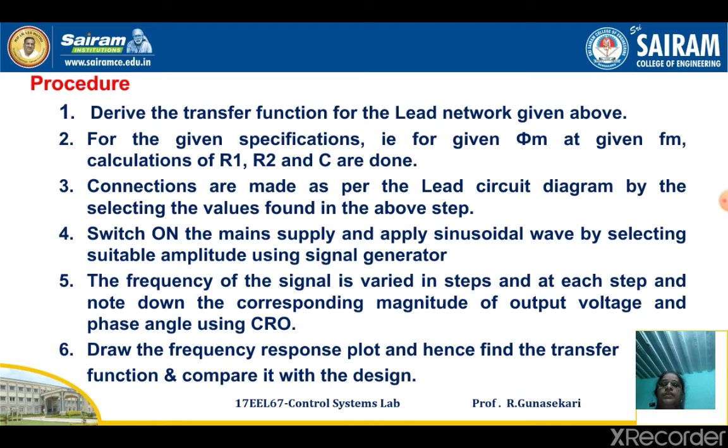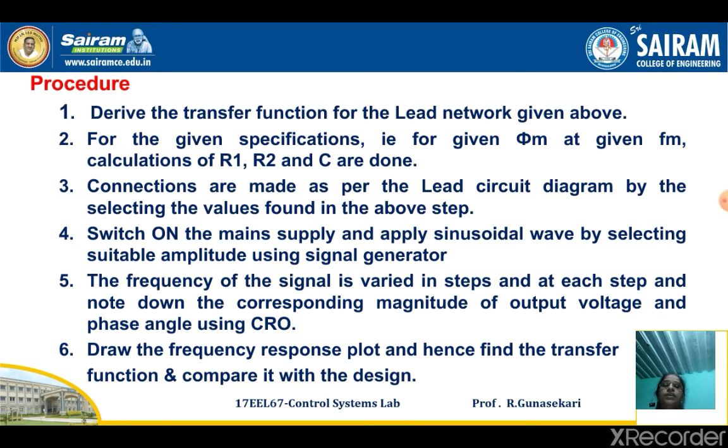Then the procedure. First derive the transfer function for the RC lead network given above, and then for the given maximum phase lead phi m at a given maximum frequency Fm, the calculation of R1, R2 and capacitor C is done. Connections are made as per the RC lead circuit diagram by selecting the values found in the above step. First switch on the main supply and apply the sinusoidal wave by selecting suitable amplitude using the signal generator.